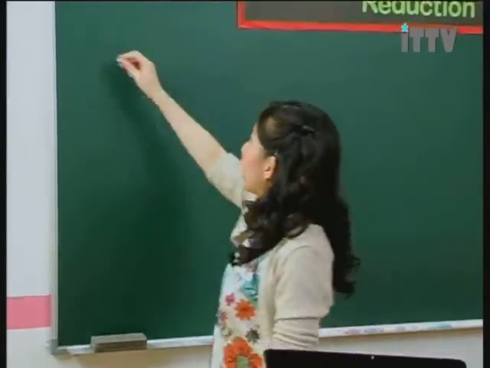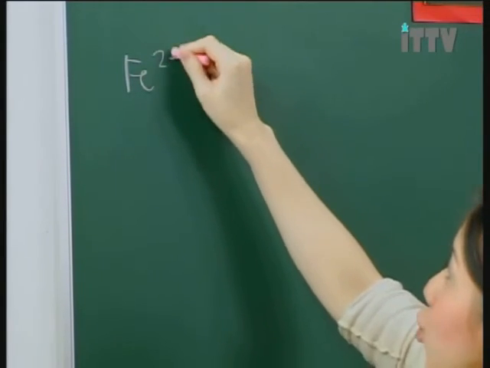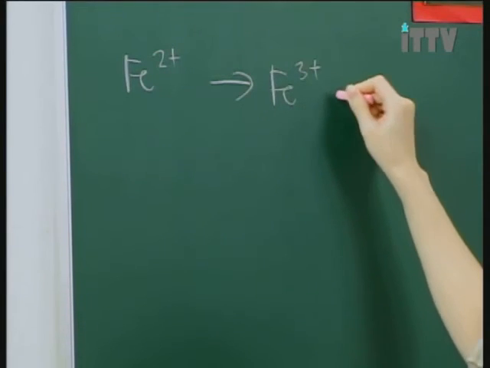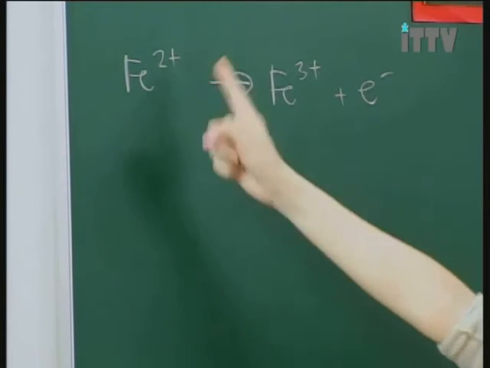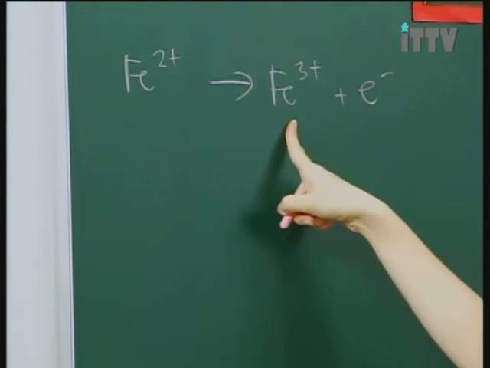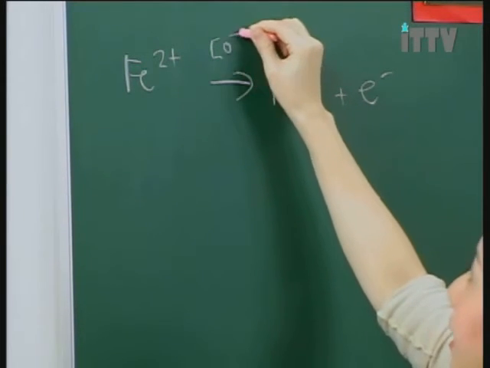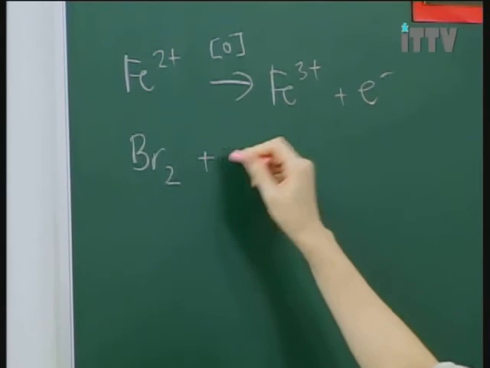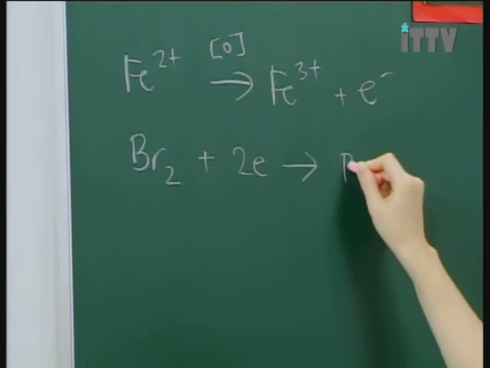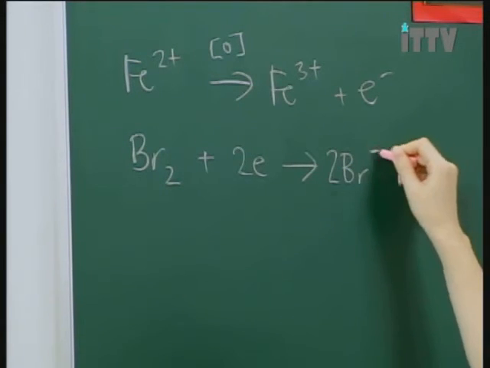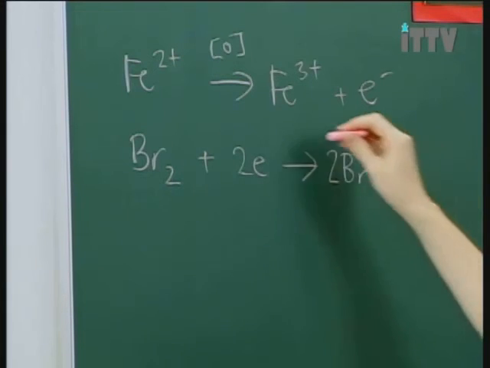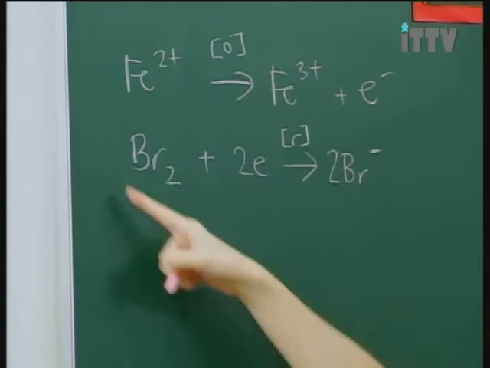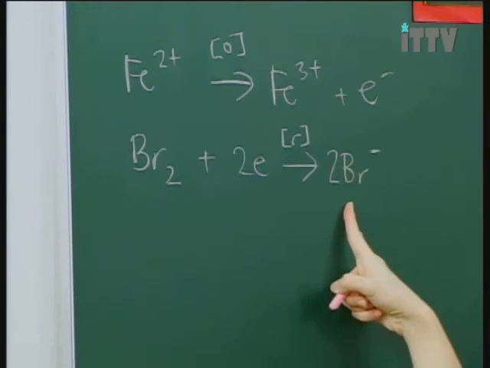So, the oxidation half equation was that Fe2 plus actually has become Fe3 plus. So Fe2 plus has released 1 electron to become Fe3 plus. So we would say that oxidation has taken place. Whereas for bromine, it would actually accept 2 electrons to become bromide ions, and we balance the equation with 2. So this one would be a reduction half equation, whereby bromine molecule has been reduced to become bromide ion.